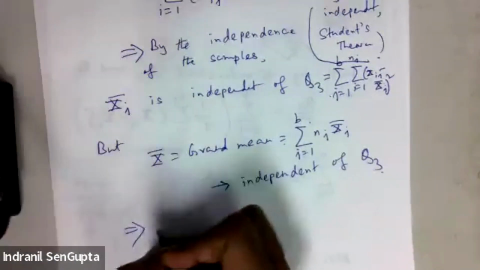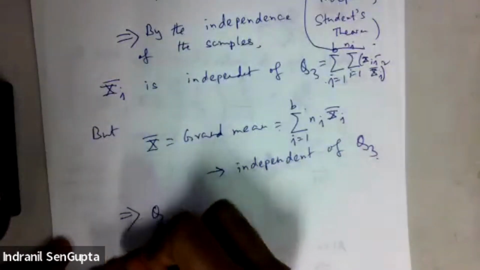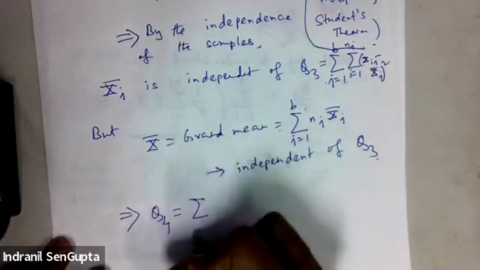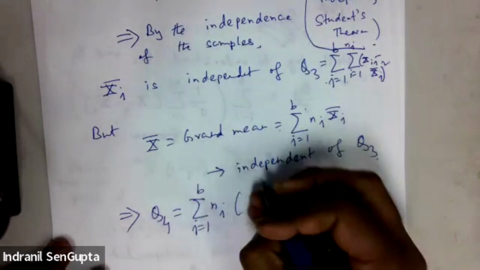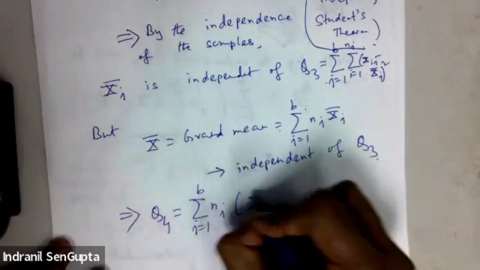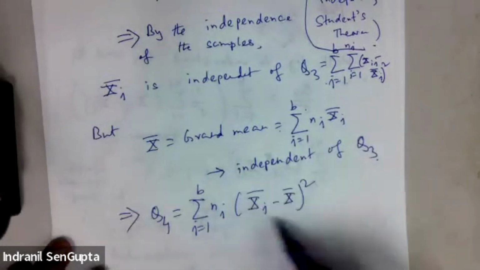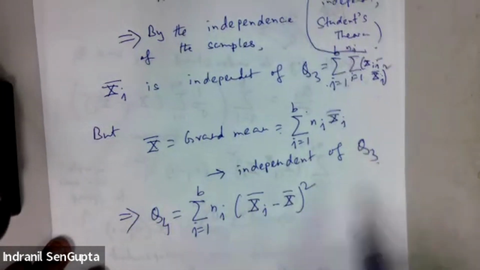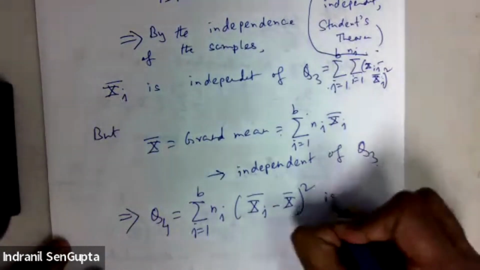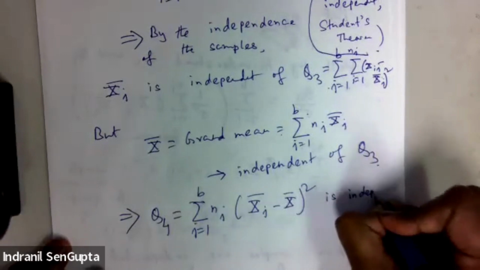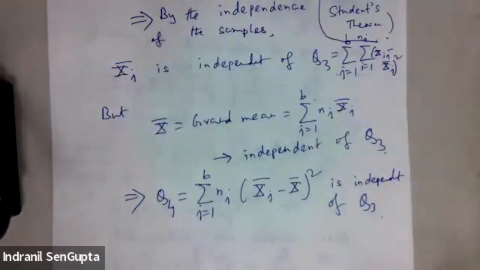So therefore, my final conclusion is Q4, which is the sum over j from 1 to b of nj times X_j bar minus X bar squared. So this quantity, everything here, is independent of Q3. We have seen X_j bars are independent of Q3, and X bar is independent of Q3. That's a very, very important step.